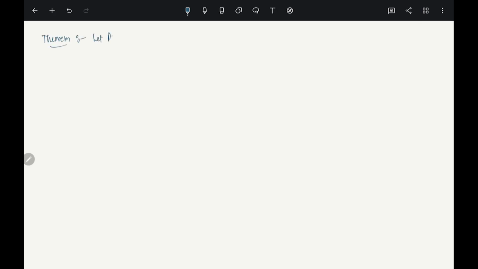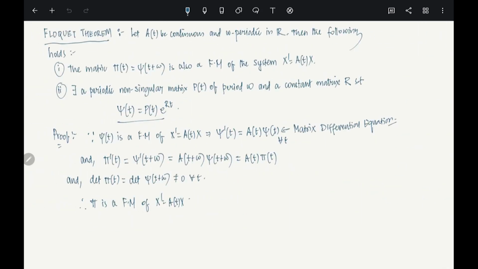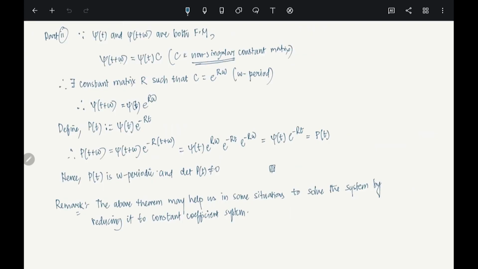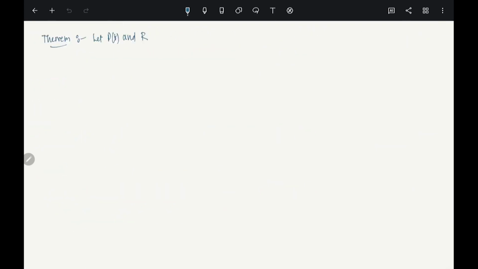Theorem. Let P of t and R be matrices, where P is W periodic and R is just a constant non-singular matrix. You remember, we just did it here. So we are just assuming that, such that we can write the fundamental matrix phi of t as P of t times e to the power Rt. Then the transformation, this is very important.